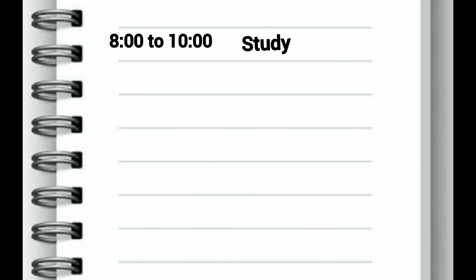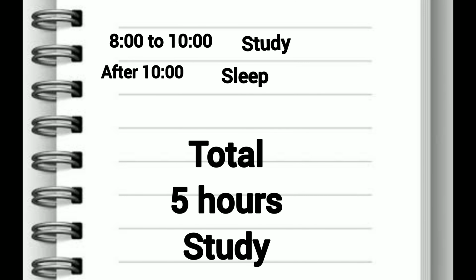Okay, then 8 o'clock to 10 o'clock, in these 2 hours you need to do study again. It means how many hours you have done this study. So total 5 hours you have done this study. This is the perfect timetable. In this timetable, you have managed all the work and you have done 5 hours study too. So this is really a good timetable for you. Okay, and if you want to adjust anything, you can adjust in this. Okay, and after 10 o'clock, you can sleep.